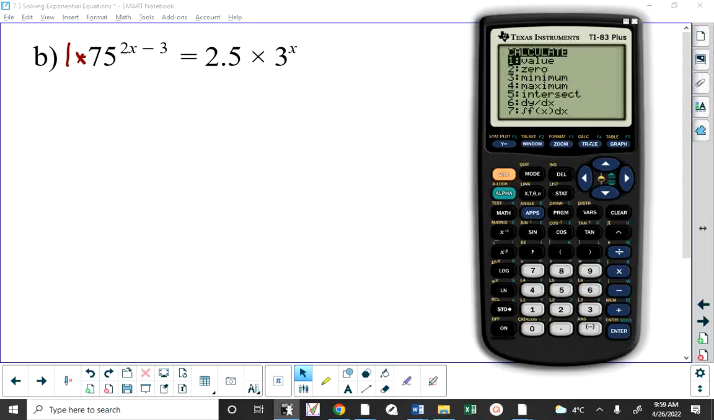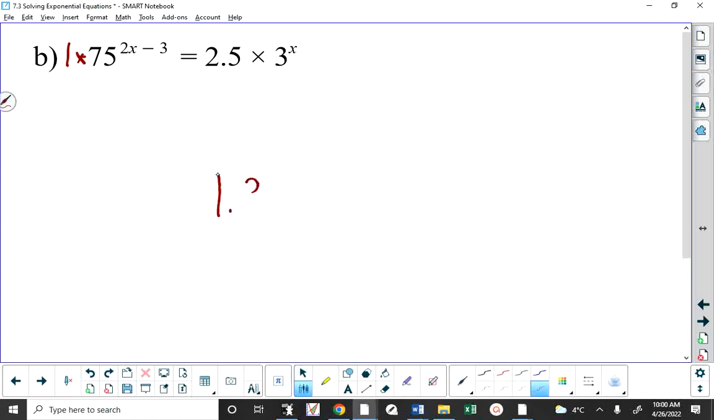So if you go calc, intersect, hit enter 3 times. I think if you changed your window settings, it might find it quicker. But I get about 1.8. Any questions with B?